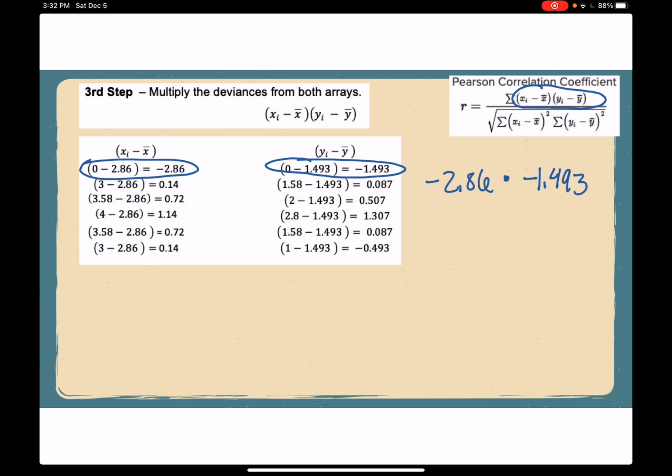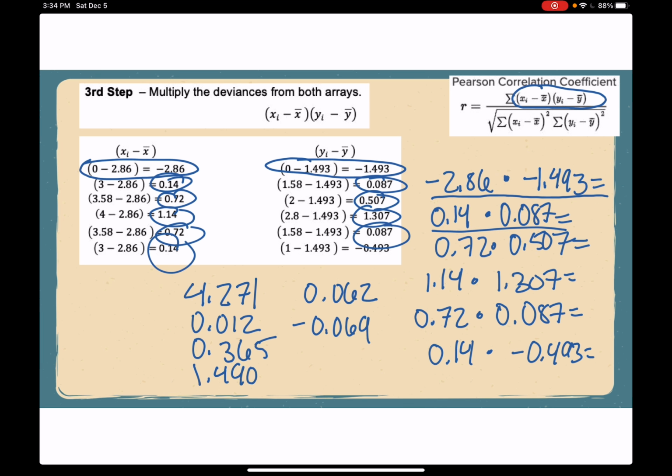So we're going to have, I'm going to put it over here since we don't have room on the side there. So the first one, negative 2.86 times negative 1.493 gives you 4.271. Then you've got 0.012 for this next answer here. Next one down, 0.365, 1.490. Then you got 0.062 for the fifth one down, and then the last one is negative 0.069. Okay, so you've got the set of 6 numbers here as you're multiplying the 2 deviances between Mike and patient 1.